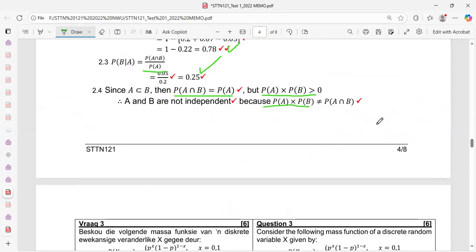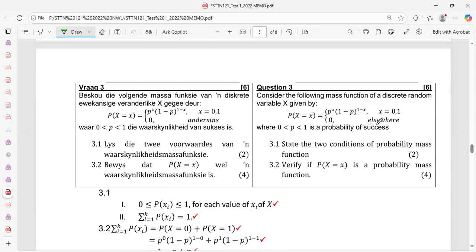Okay. All right. Now we are on question 3. Consider the following mass function of a discrete random variable X. And then this is, you remember on, I think it was part 2, I told you guys under the properties, and I told you guys to make sure that you know those properties.